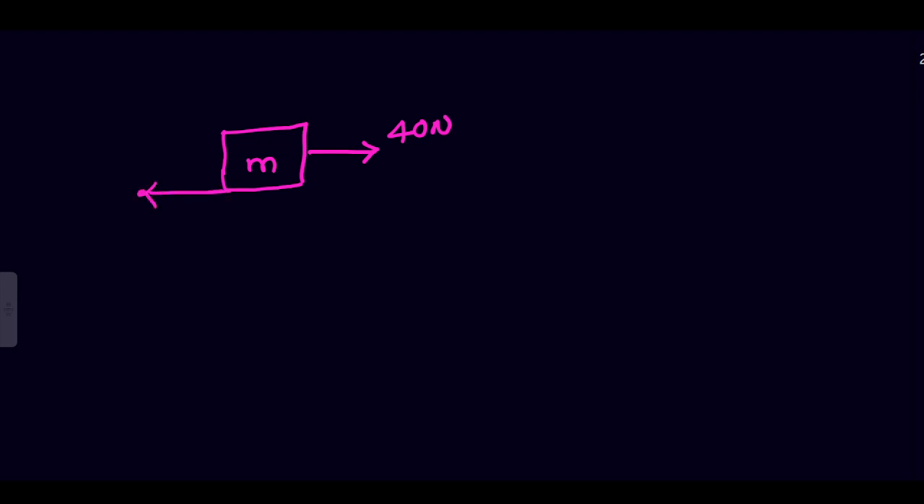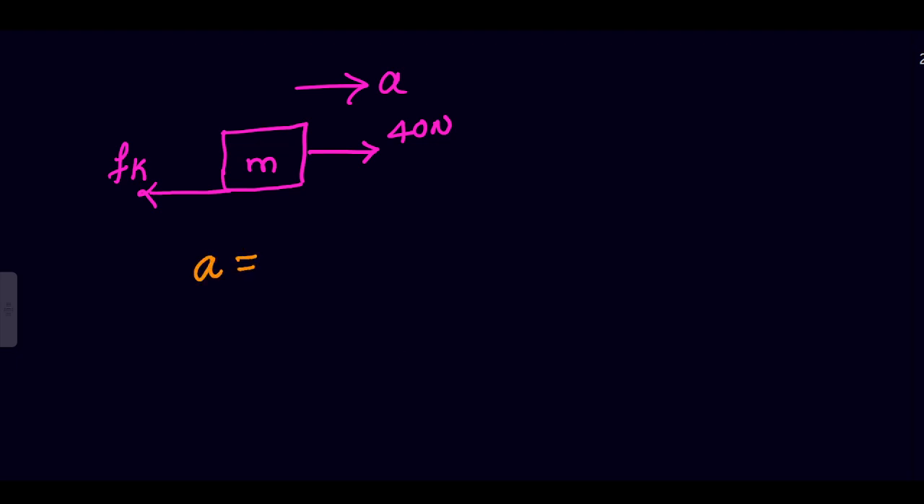So tell me the acceleration of the body. This body which will move, how much is the applied force now? 40 newtons. How much is the applied force? 40 newtons. And the frictional force is how much? What type of friction will it contain? Kinetic friction. And the body will move to the right side now with some acceleration. Tell me the acceleration of the body now.